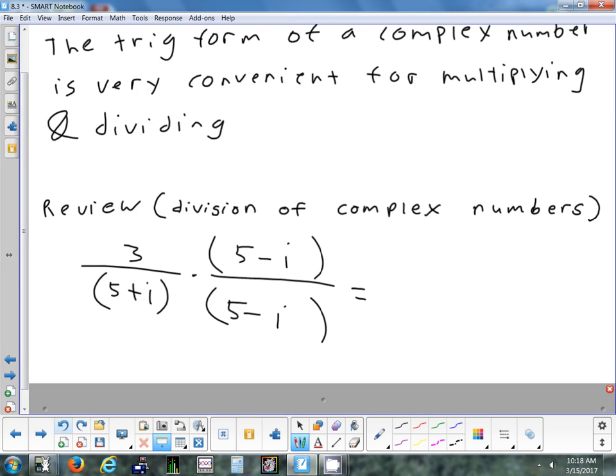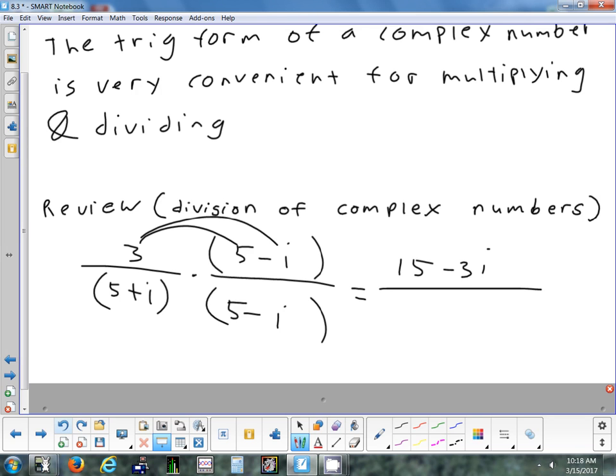Now the top isn't too bad to do out because it's just a single number times a complex number. There's nothing to FOIL in the top, just a single distributive. 3 times 5 minus 3 times i.